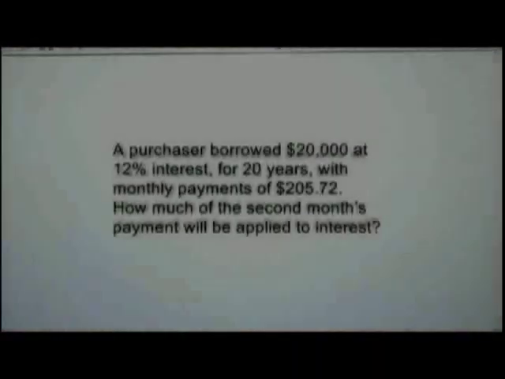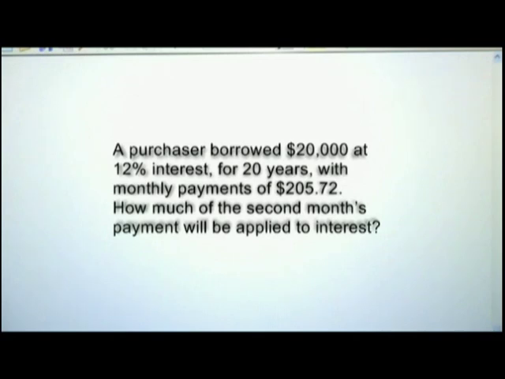Purchaser borrowed $20,000 at 12% interest for 20 years, with monthly payments of $205.72. How much of the second month's payment would be applied to interest?